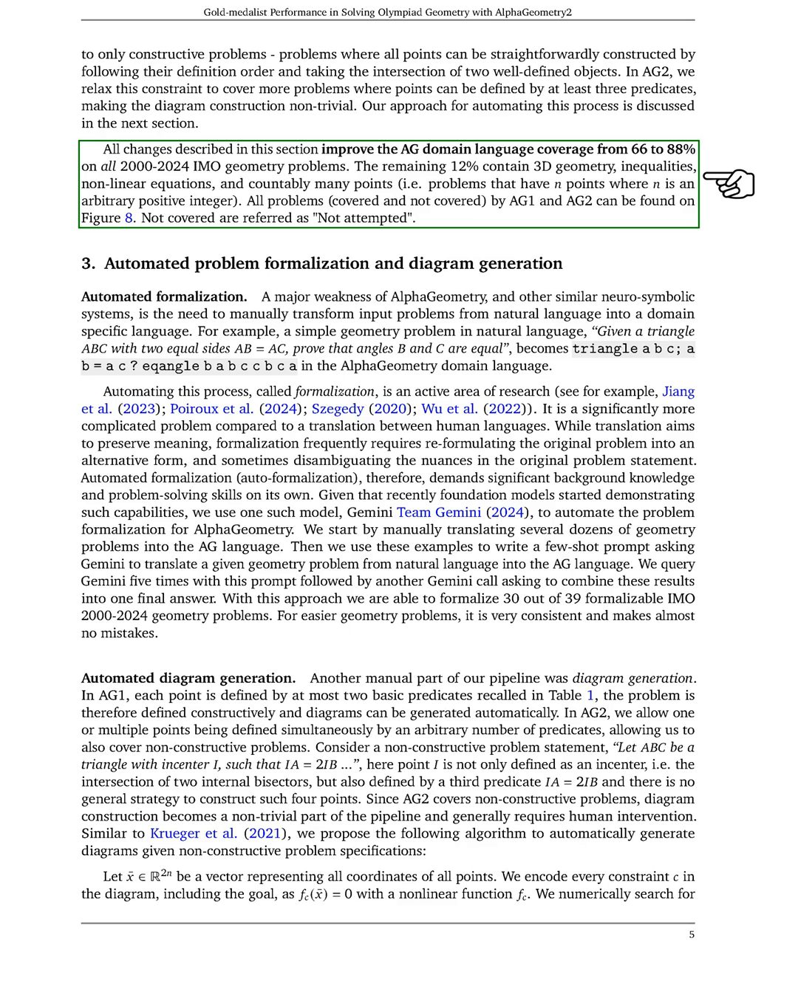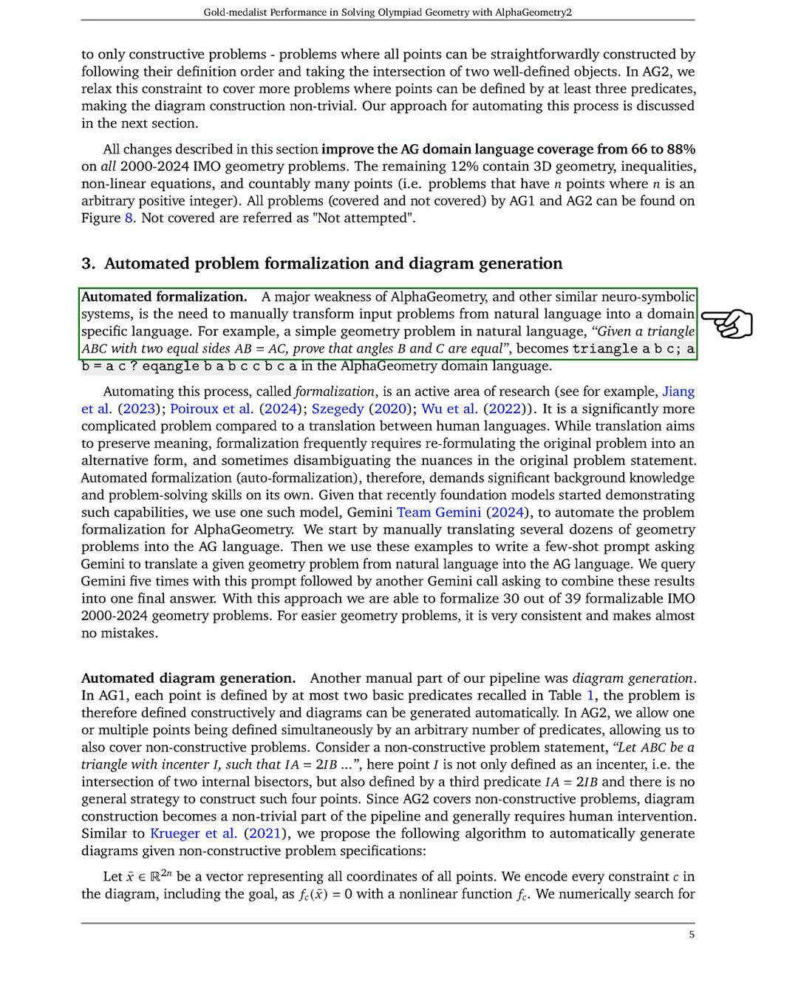Section: Automated Formalization. In this section, we address the automated formalization process, which is a significant challenge for AlphaGeometry and similar neurosymbolic systems. Currently, we must manually convert natural language problems into a specific domain language. For instance, a simple geometry problem like, given a triangle ABC with two equal sides AB equals AC, prove that angles B and C are equal, is transformed into a more technical format in AlphaGeometry.